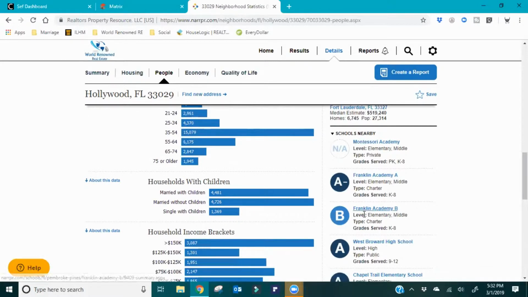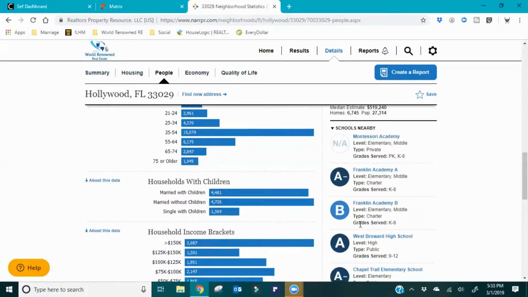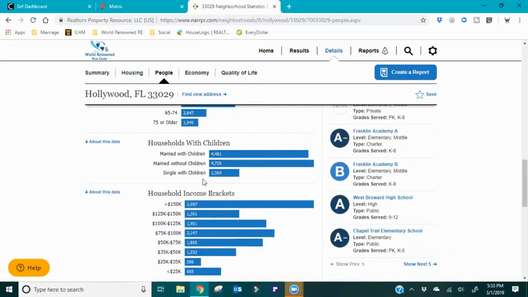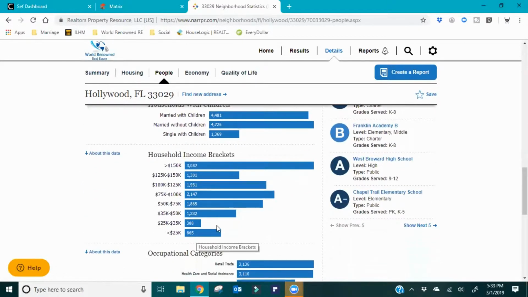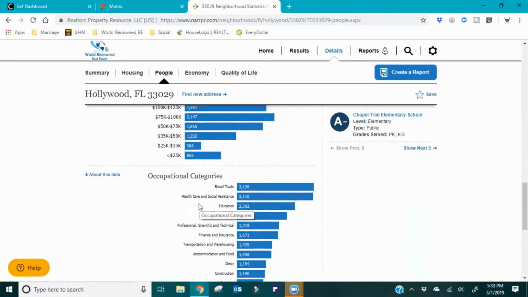We're able to take this information and put that into our marketing if it's a benefit to the seller or to the neighborhood. This next section, household income brackets. In this area where we're looking right now, you'll see that there's a very significant number of households making more than $150,000 a year in combined household income. That is good for the sellers.